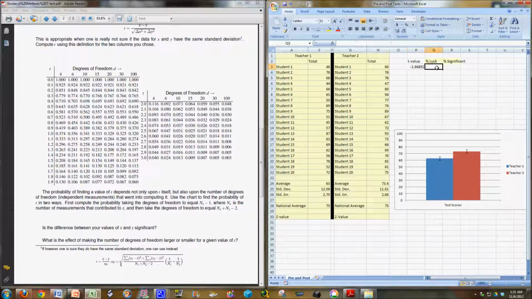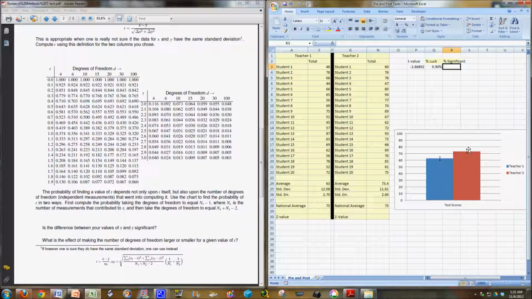0.009. And of course, let's convert that to percentages, like so. Let's increase the amount of decimals as well. Okay, and so that's the percent luck, which basically means that there is a 0.9% chance that teacher 2 is not better than teacher 1. So there's a very small chance that he's not better than teacher 1.